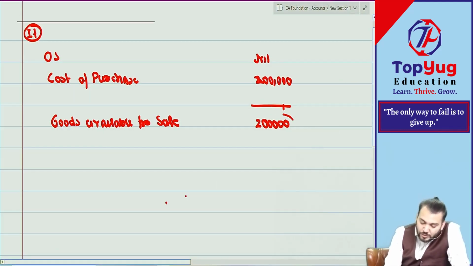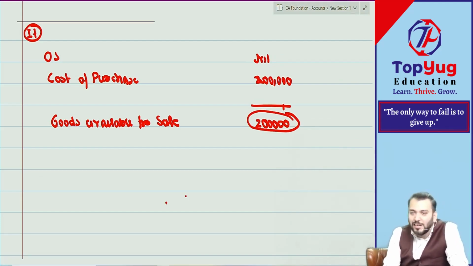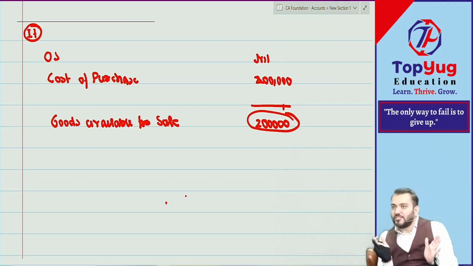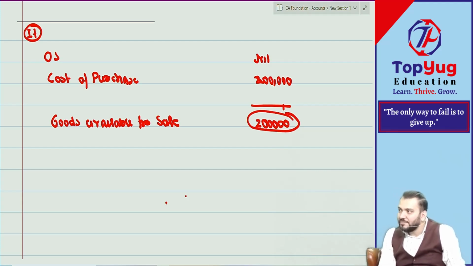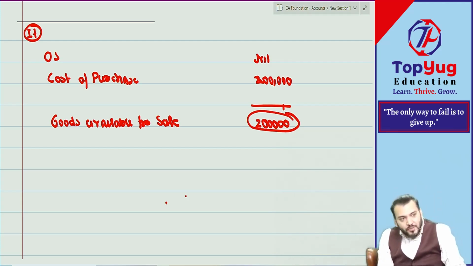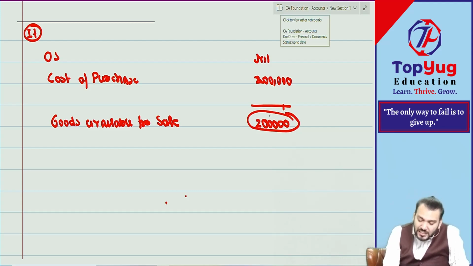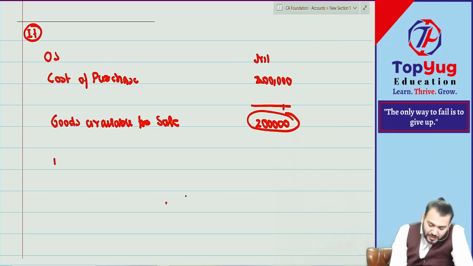Means these total goods can be sold at what price? Out of these total goods available for sale, there are some sales during the year. Some goods have been sold at 2 lakh, and some goods are not yet sold, but can be sold at 50,000. So if you want to sell this entire goods, what is the total sales value? 2 lakh 50,000.